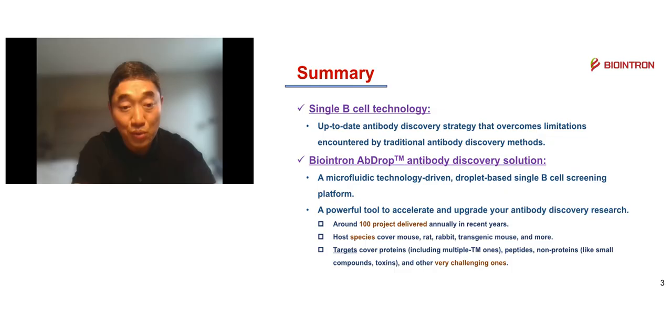And also our Biointron AbDrop antibody discovery solution, as shown, is good for multiple hosts, like mouse, rat, rabbit, and transgenic mouse, and more. The targets we have covered include proteins. We have been very successful with secreted proteins like cytokines, single transmembrane proteins, multiple transmembrane proteins like CD20, and seven-time transmembrane proteins like GPCRs, and many more. The targets also cover small peptides and non-proteins like small compound toxins.